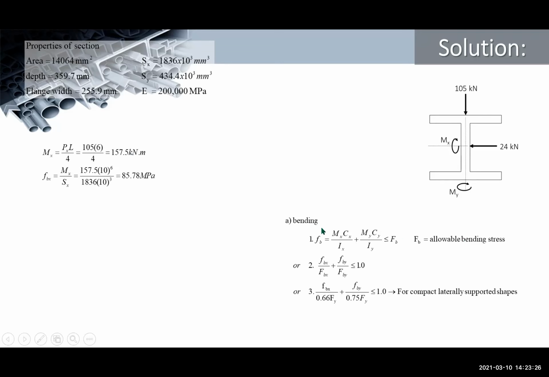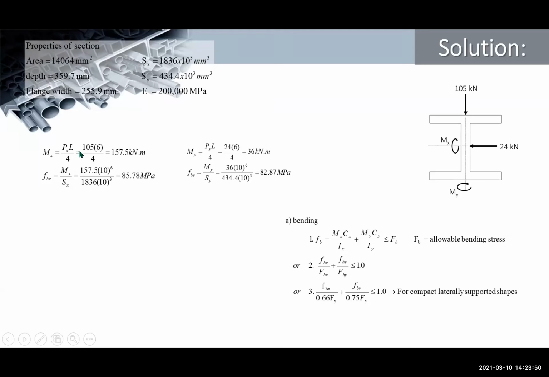Now, according to the problem, we compute the moment in X and in Y. So first compute the moment and then FBX. The moment is PL over 4. The bending stress: substitute the moment and the SX. Similarly, MY, FBY.